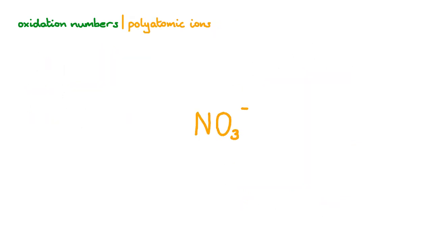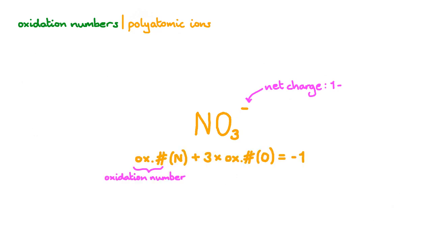Polyatomic ions, ions that contain more than one nucleus, can be more tricky. For instance, the nitrate anion, which has a net charge of 1-. Even though we've got a net charge, we can apply the same principle as we did with neutral compounds. The oxidation numbers of the components must sum to the equivalent value of the overall charge. The overall charge is 1-, so the oxidation numbers must sum to -1.